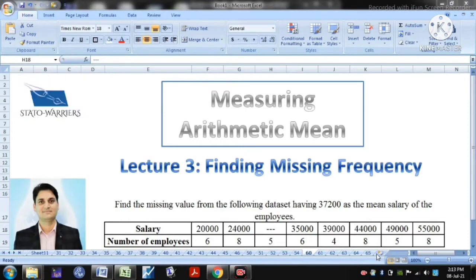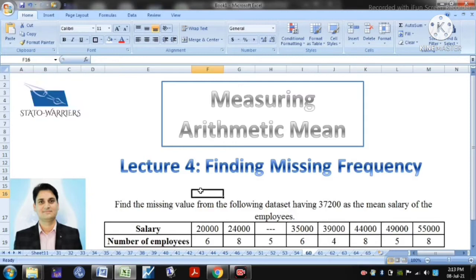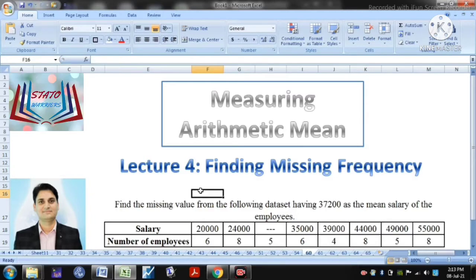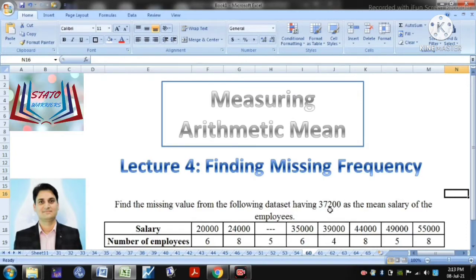I am again with you in continuation with our previous lecture. Sometimes we encounter problems which are not straightforward or simple, as we can see in this question, where the examiner is not asking us to calculate the arithmetic mean. In fact, they have already given us the arithmetic mean for this question.